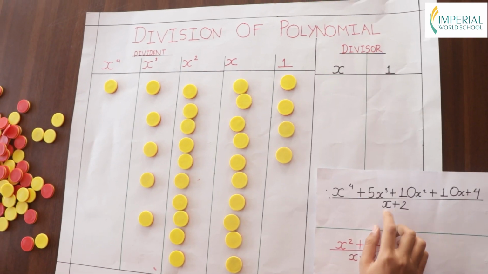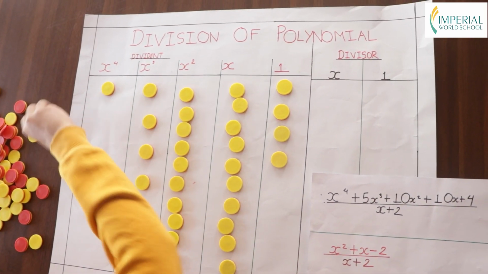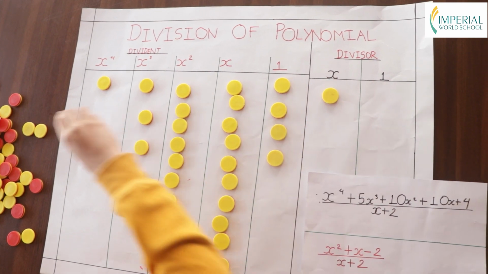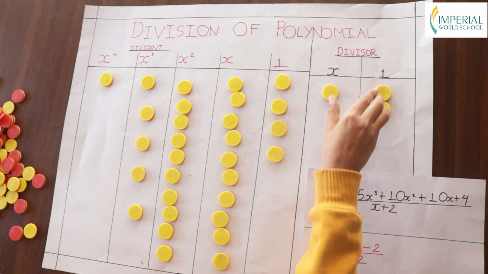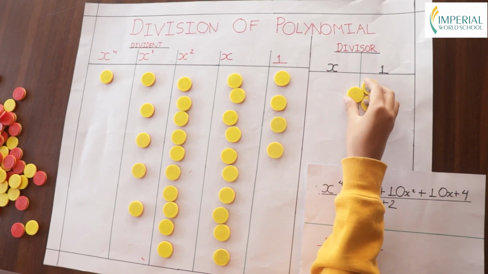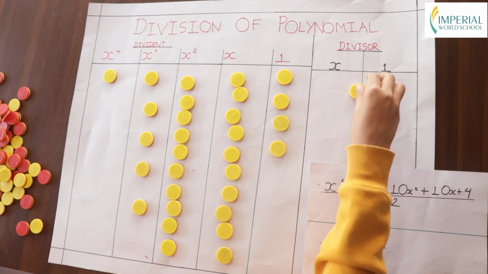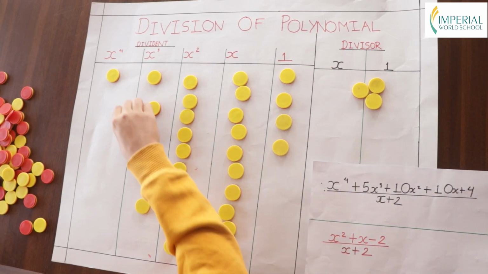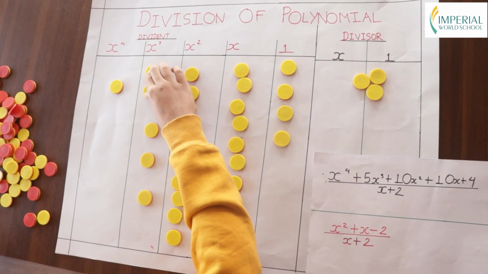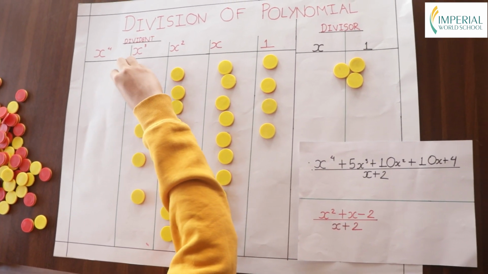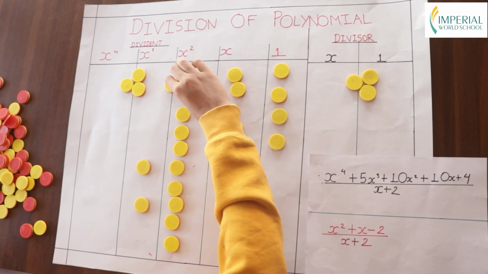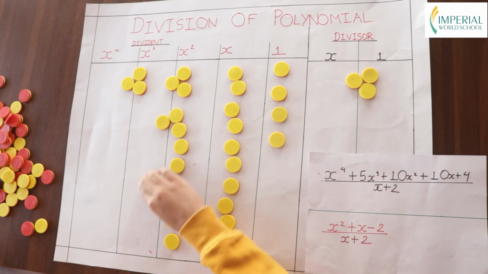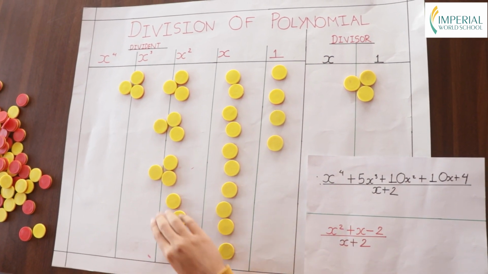In the divisor we have x plus 2, so I'll be adding 1 counter at the x place and 2 in the constant place. As you can see, these counters have formed a triangular pattern. I'll find these same patterns in the dividend section. So here we have one pattern. Again, in the x square section we can find 3 such patterns.